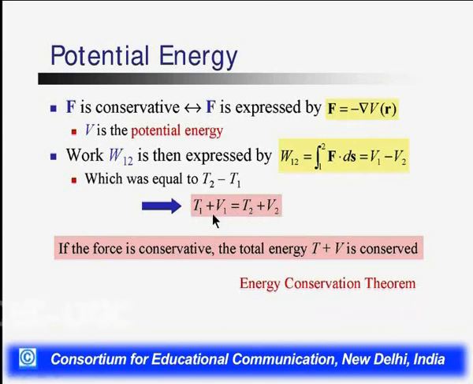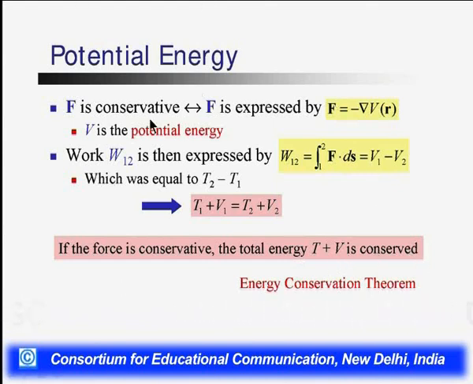It means for position 1, the kinetic energy and the potential energy is T1 plus V1, and for the system it is equal to T2 plus V2. All are equal. The total energy is equal for the first position and for the second position. If the force is conservative, the total energy T plus V is conserved.